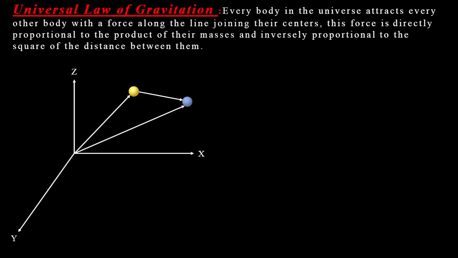Let's get started. What does the law of gravitation tell? The law of gravitation tells that every body in this universe attracts each other along the line joining their centers of mass, and this force is directly proportional to the product of their masses and inversely proportional to the square of the distance between them.